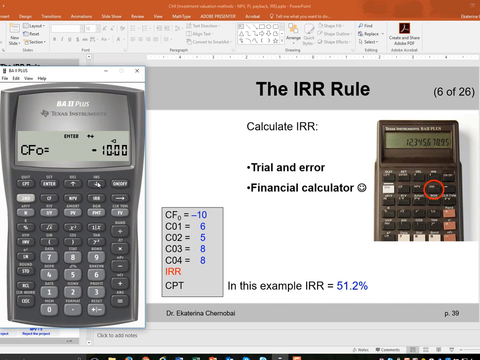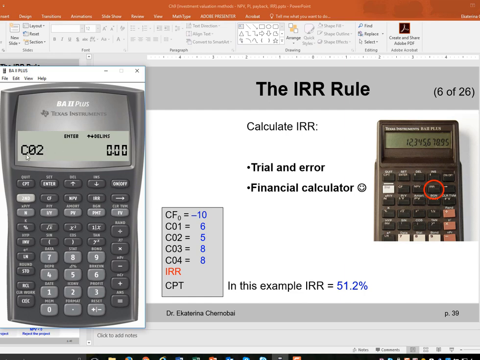Then you press the down arrow key. Cash flow 01, the first cash flow in the future, that's 6. 6, enter, down. What's the frequency of it? F01. The default is 1, and that's also the case in our example, because $6 is not repeated in the second year. It's only once in a row. So we leave the frequency as 1, and you can either save it by pressing enter and then you press the down arrow key, or you can immediately press the down arrow key because 1 is the default number. So I'm pressing the down arrow key.